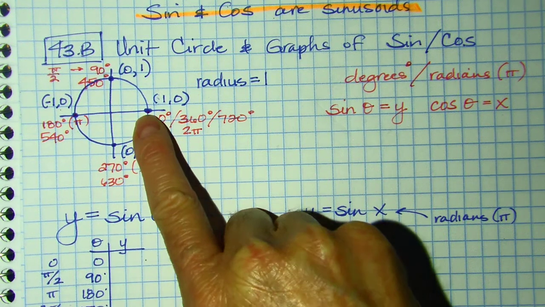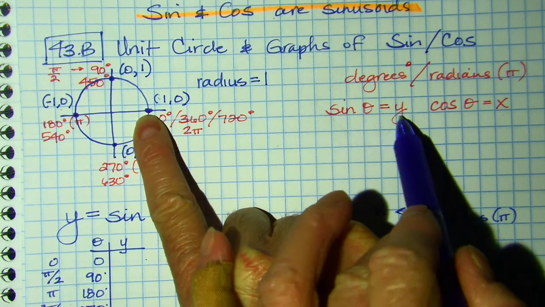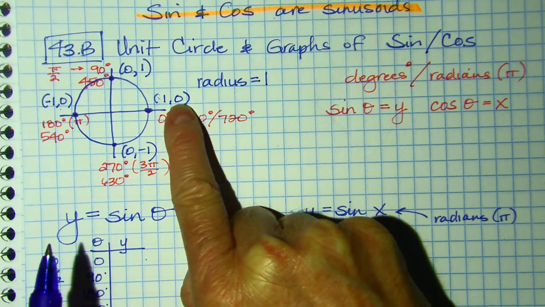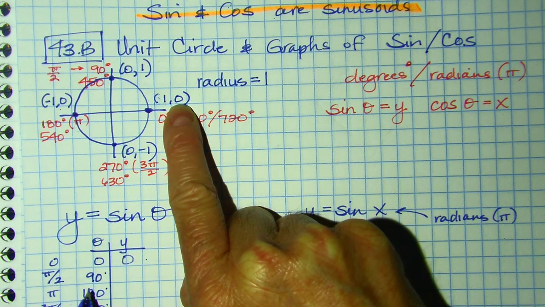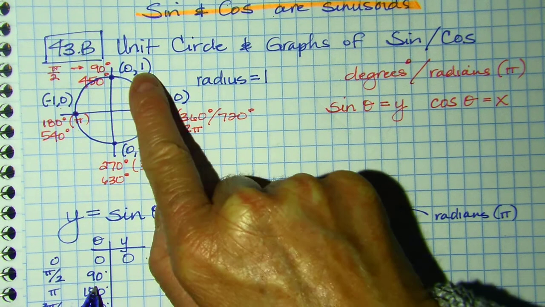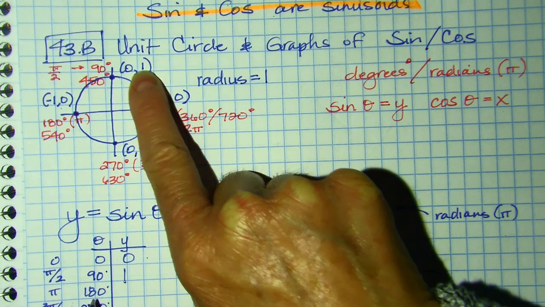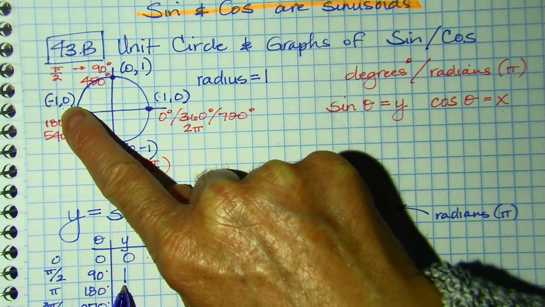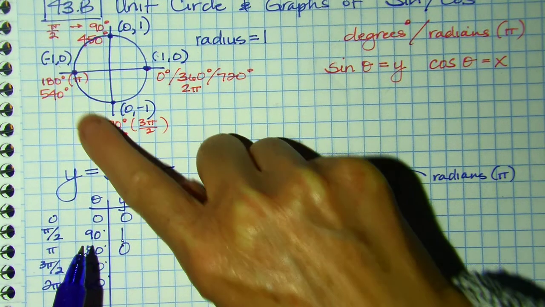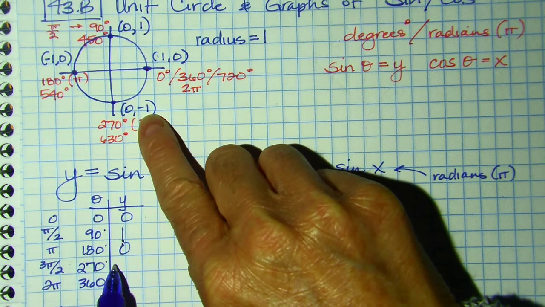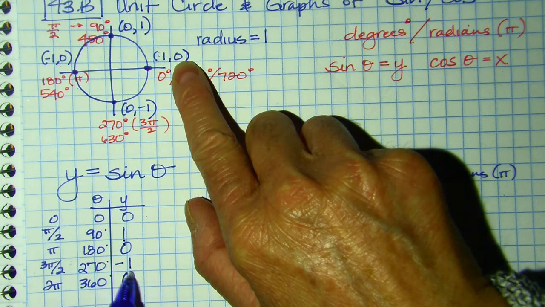So at 0 degrees, sine should be the y value. So my y value at 0 degrees is 0. Go to 90 degrees, my y value is 1. So I'm filling in the table. At 180 degrees, my y value is 0. Okay, I'm going to move this up a little bit. At 270 degrees, the y value is negative 1. At 360, I'm back to 0.